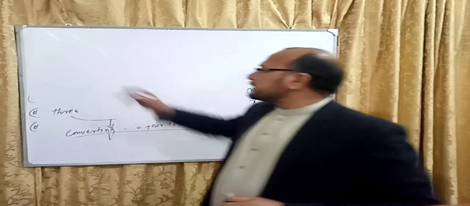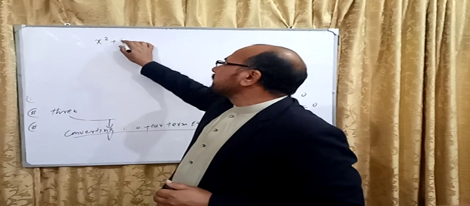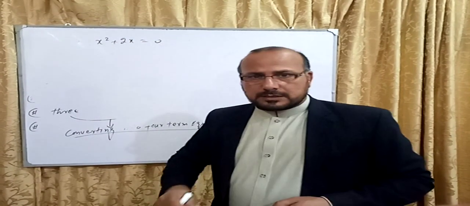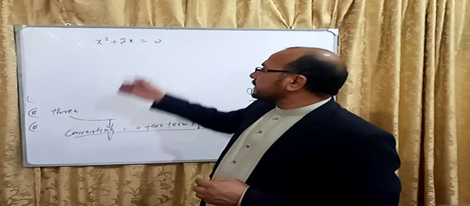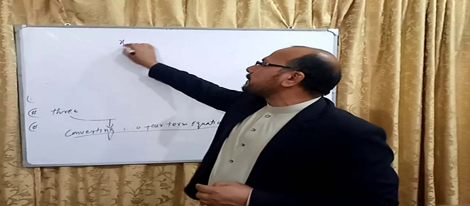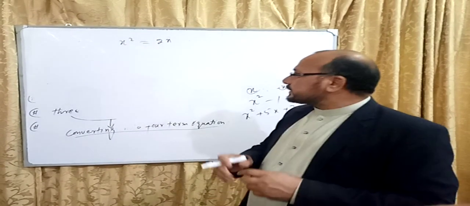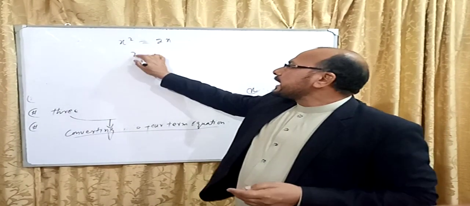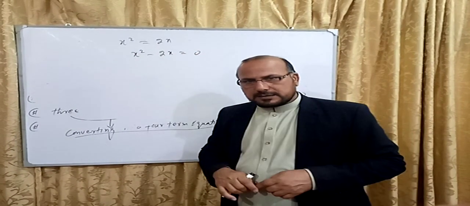In a two-term expression, suppose we have a common element, like x square plus 2x equal to 0. Now, in this particular case, first you have to check. Suppose the question is given in this form, x square equal to 2x. So you have to convert this equation into the standard form first. x square minus 2x equal to 0. So it will become like this.